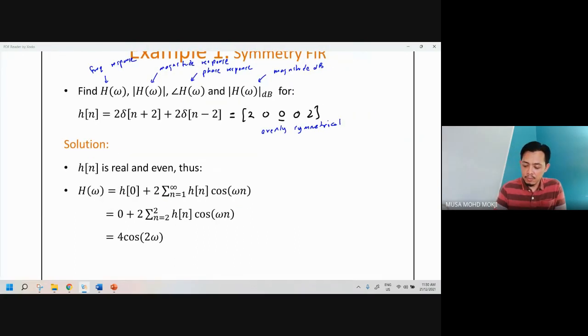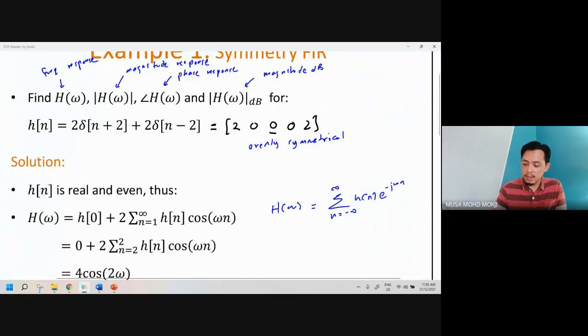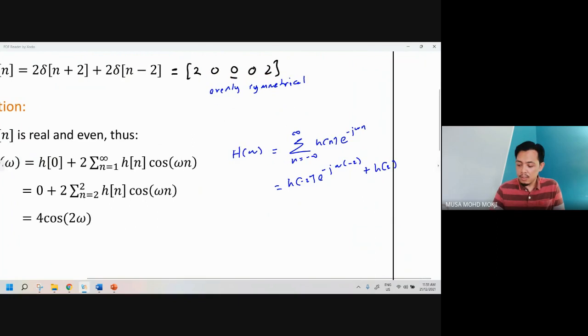What is the original equation? H(omega) equals the summation from n equals minus infinity to infinity of h[n] e^(-j omega n). This runs from minus infinity to infinity, but what we have is only from minus 2 up to 2. So what you need is just h[-2] e^(-j omega times -2) plus h[2], because this is the next sample that has a value. The rest is 0. Then this is multiplied with e^(-j omega times 2). This is what we do originally.